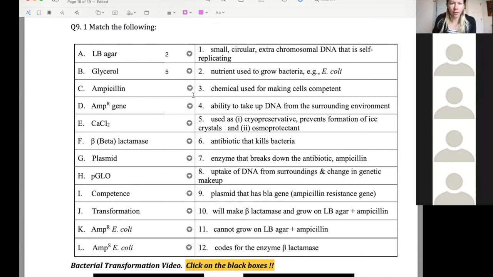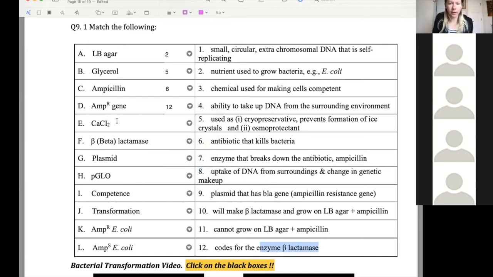All right, C, ampicillin. C is six. Yes, yeah, it's an antibiotic. It kills bacteria. Then for D, the AMPR gene. 12. Right, so the AMPR gene codes for a protein, and that protein is the beta lactamase enzyme.